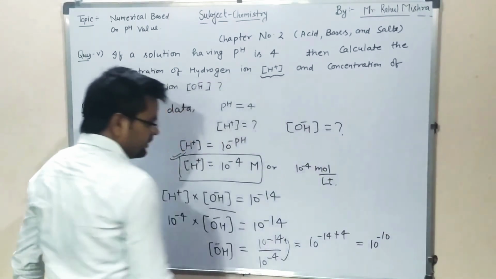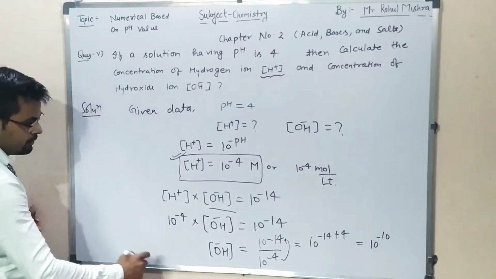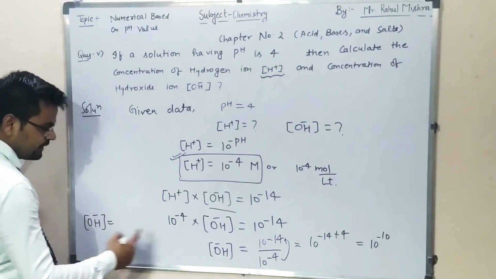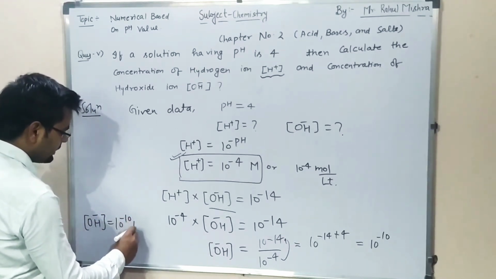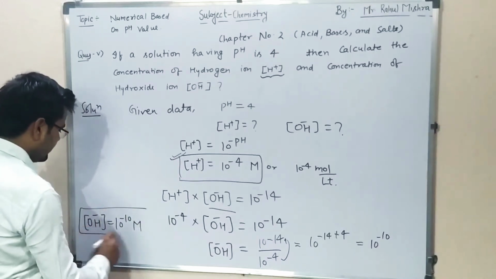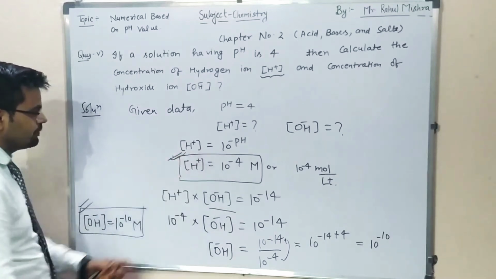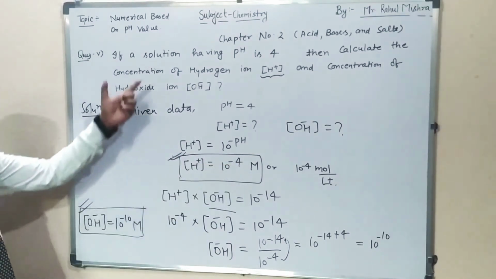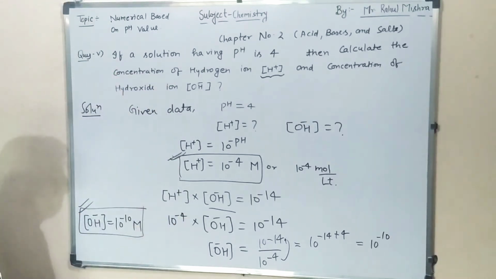So listen, you can see the concentration of OH minus ion is 10 to the power minus 10 capital M, and the concentration of H plus ion is 10 to the power minus 4 M. So all of you note it down, and I hope you have noted it.